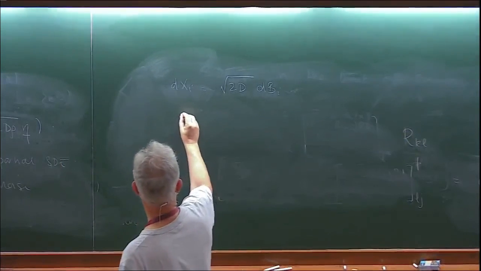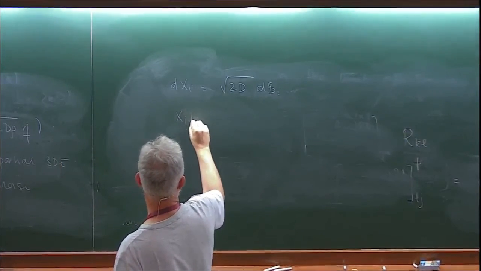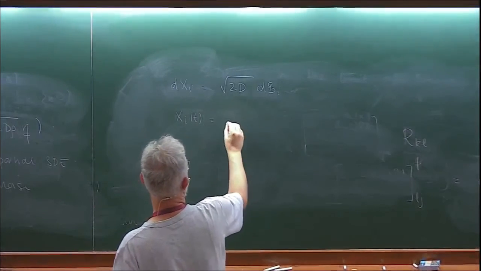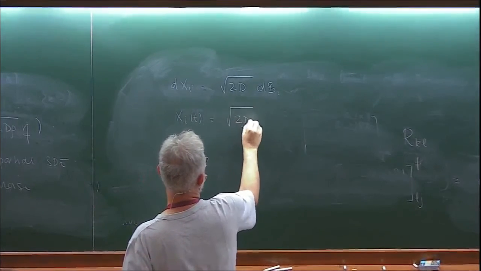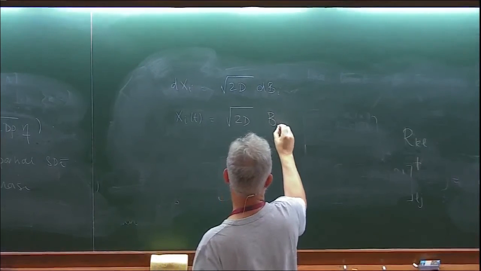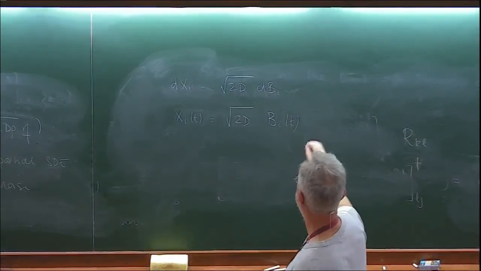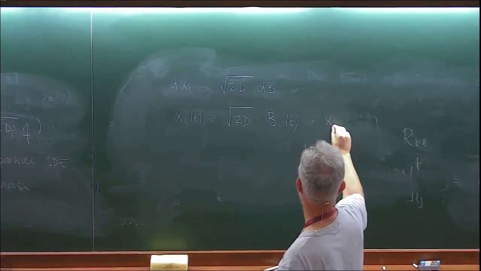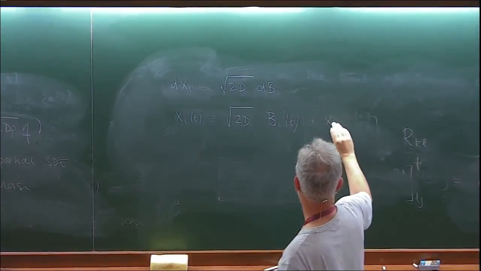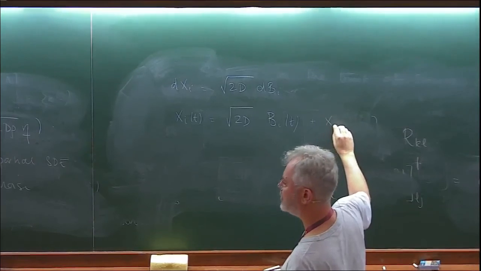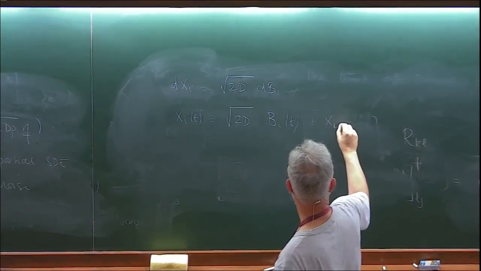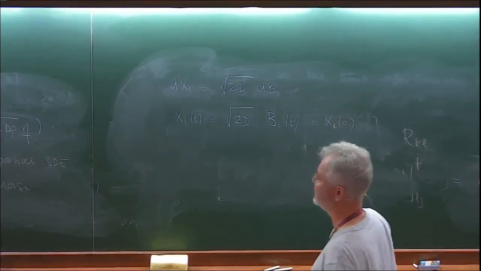So if I integrate this equation, this tells me x_i at time t. If I integrate the Brownian motion, this gives me the square root of 2D, then I just get some Brownian motion evaluated at some time t, right? And I have to have the initial condition. I put in some little x_i of 0, okay? So I put this in.